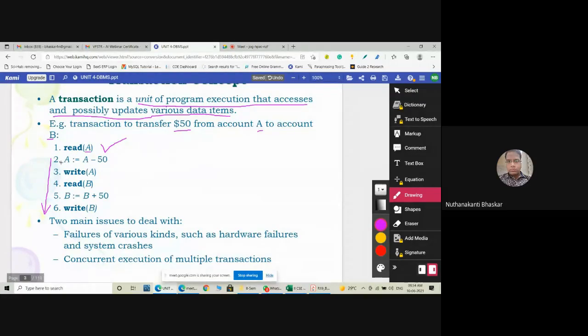The next step is, since you want to transfer $50 from your account, first of all you need to deduct $50 from your account. Yes or no? If you are transferring $50 from your account to your friend's account, it is going to be deducted from your account, right? Yes, sir. So the next instruction, the next task in the transaction, is A equal to A minus 50.